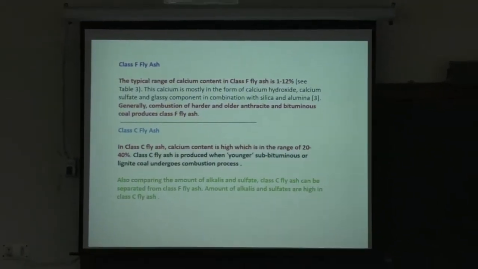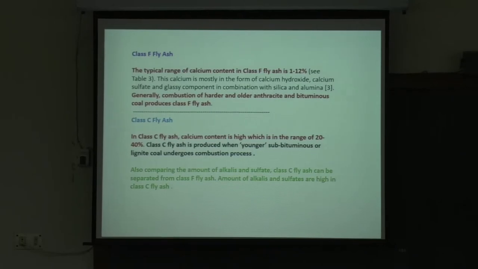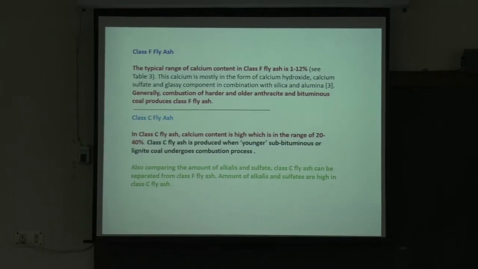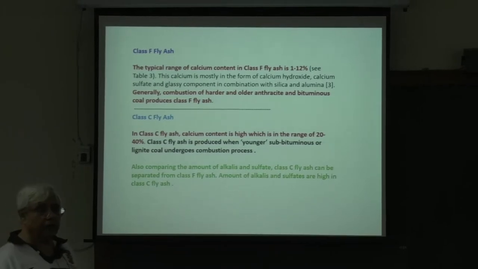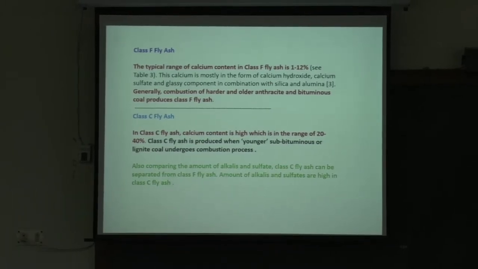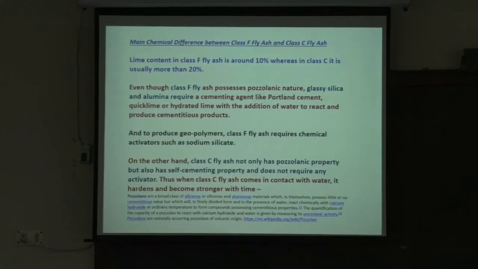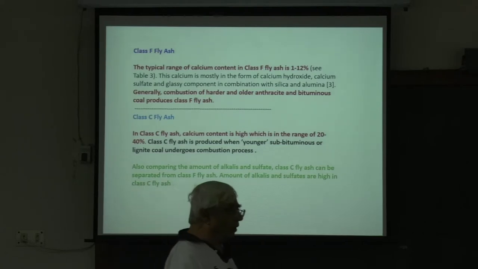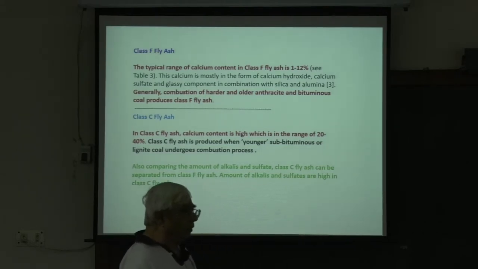So class F fly ash, typical range of calcium content is 1 to 12%, whereas class C fly ash, the calcium content is in the range of 20 to 40%. So calcium, what is the beginning letter for calcium? C. So if you have more C, that makes it easy. If you have more calcium, then you call it C.